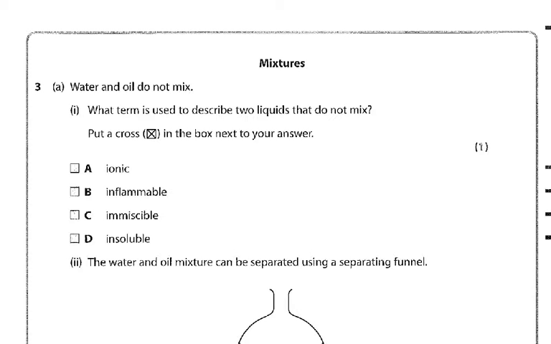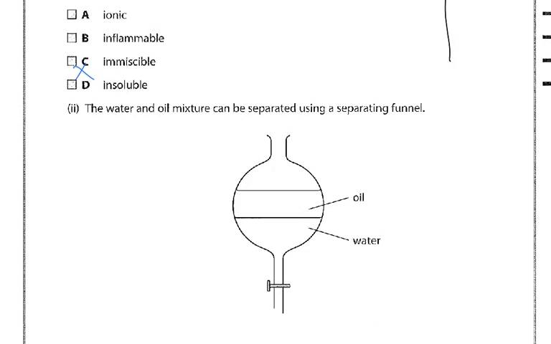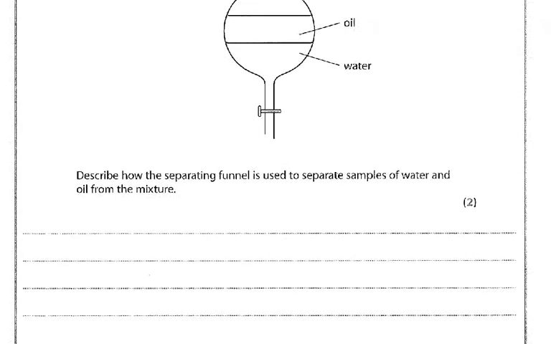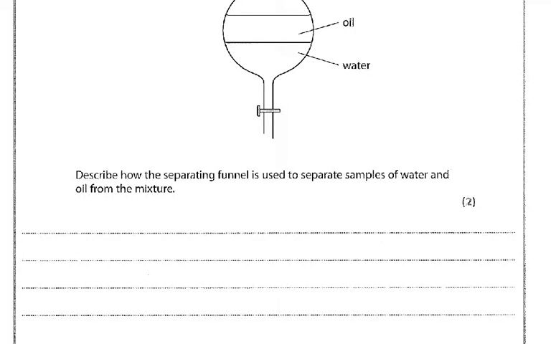It's about mixtures. First question, what term is used to describe two liquids that do not mix? Well, they're unmixable, which sounds a little bit like immiscible. Miscible sounds like mixable, remember that bit. Im means usually you can't do something, so it's that one. This water and oil mixture can be separated using a separating funnel. They're immiscible, they don't mix. So, this bit, dead easy, 2 marks.